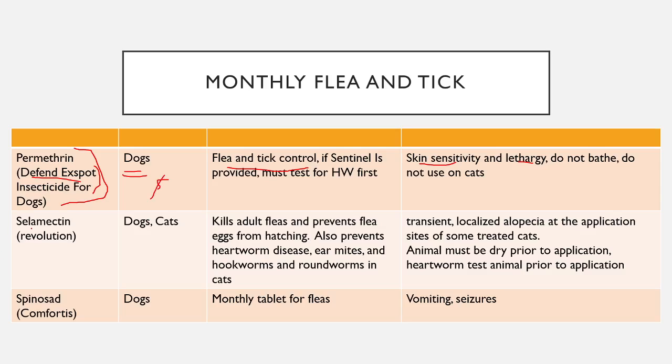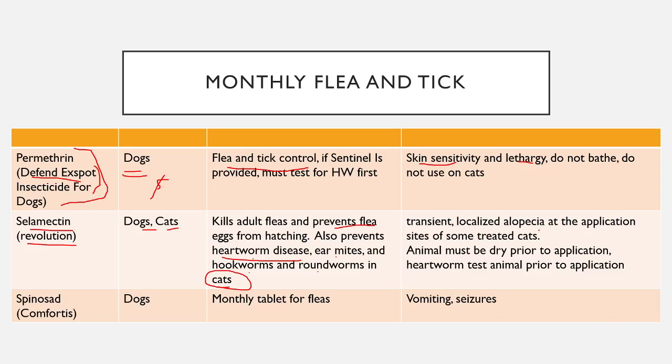Okay. Selamectin is Revolution. I was thinking it was moxidectin, but that's not what it was. Revolution is for dogs and cats, kills adult fleas and also prevents flea eggs from hatching. It prevents heartworm disease, ear mites, hookworms, and roundworms in cats. And so this is something that I have my own cats on because they're outside, and I give it to them monthly because I do not want them to get heartworm disease. I also don't want them to have fleas.